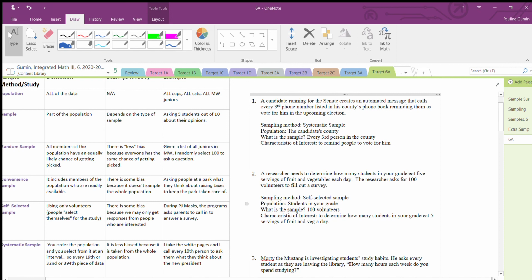The least biased of these 3 examples would be the candidate for Senate because he is taking all the population of his county, but his phone book is organized, so he calls every 3rd. Sure, there's alphabetical order, which is some sort of weird bias if you think about it, but the candidate is not excluding anyone from his county. He's just created a system to make it a little easier for him to place these automated calls.